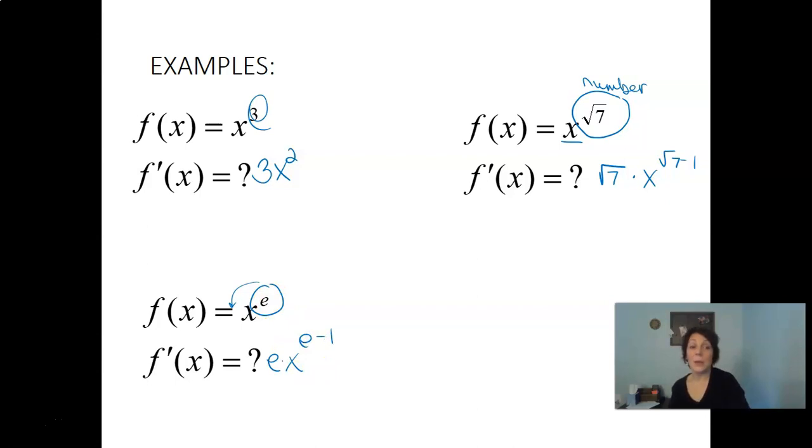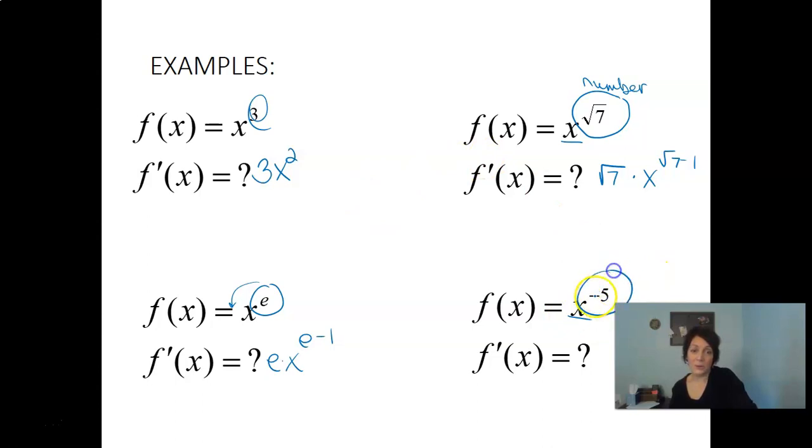Okay. It works on negatives too. In this function, I've got x to the negative 5th. Okay, this is a base. The base is a variable. The exponent's a number. I'm using the power rule. So I'm going to multiply down my negative 5. X to the, this time I have to subtract 1, and I'm subtracting from negative, so be really careful. When I take negative 5 minus 1, I get negative 6.